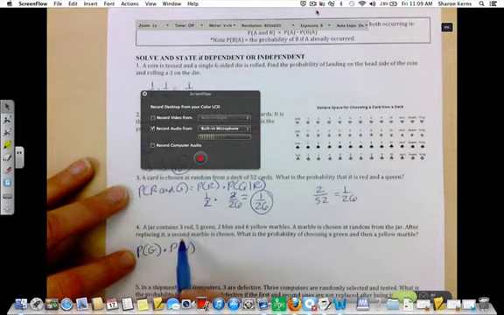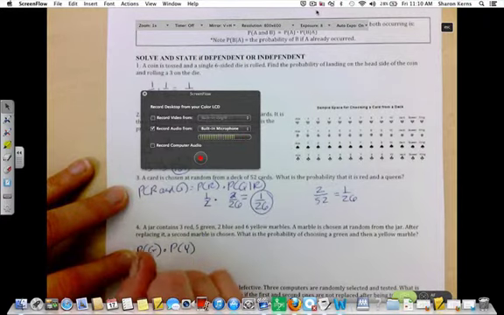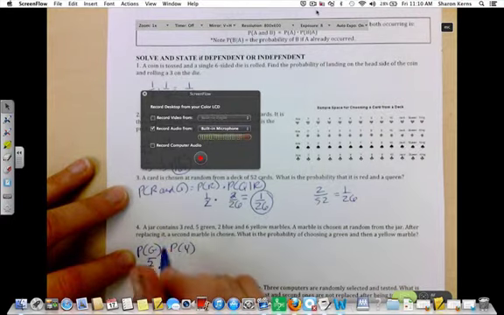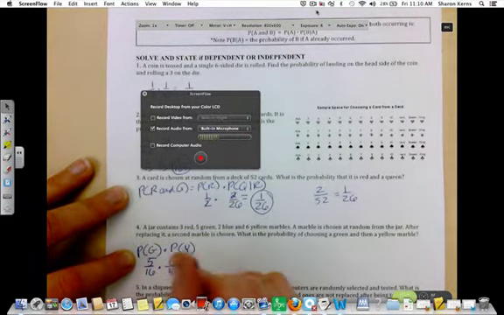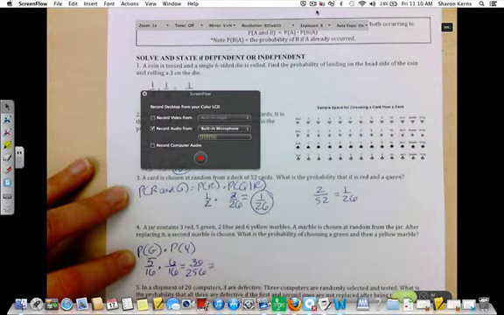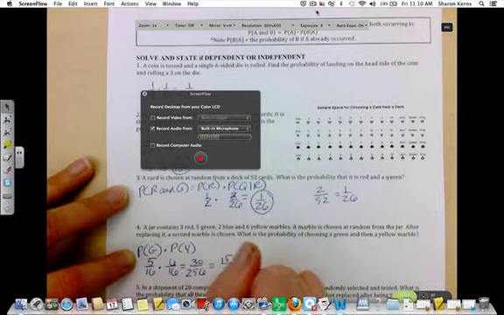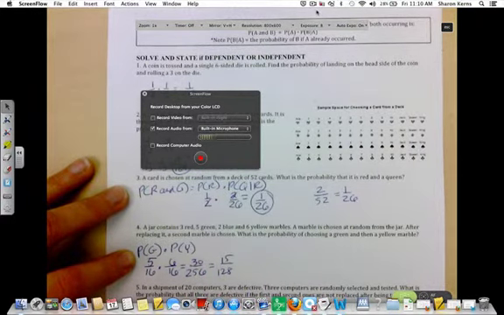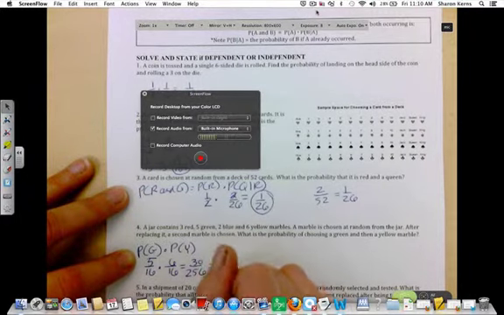So there are 16 different marbles. There are 5 green ones, so the probability of choosing a green is 5/16. And there are 6 yellows, so 6 out of 16, and if I multiply these, I get 30 out of 256, which reduces down to 15 over 128. I think that might be able to get reduced further, but I'll just leave it there.